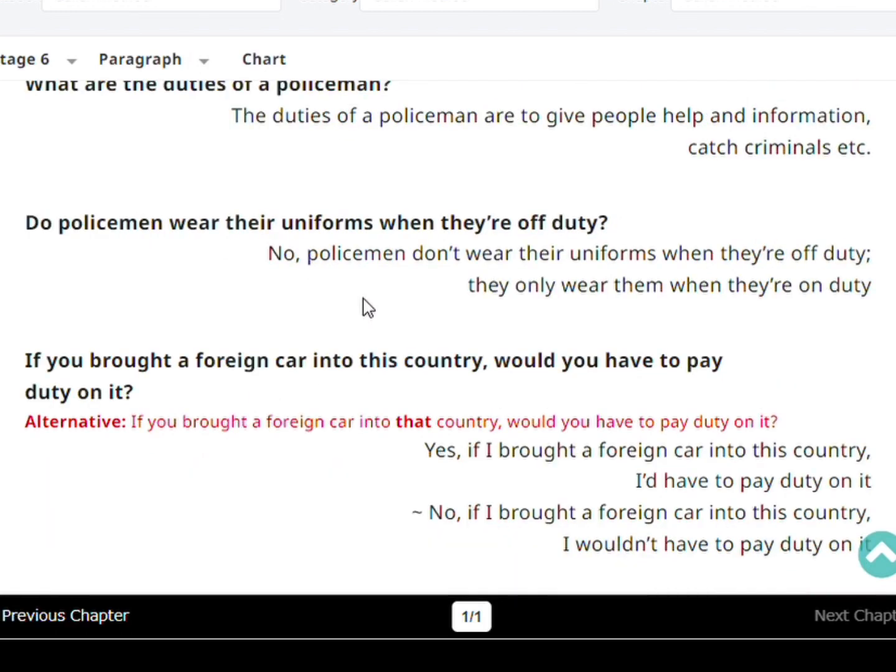Do policemen wear their uniforms when they're off duty? No, policemen don't wear their uniforms when they're off duty. They only wear them when they're on duty.